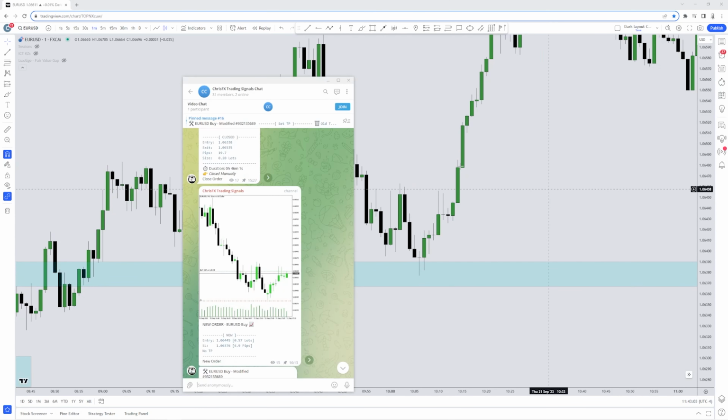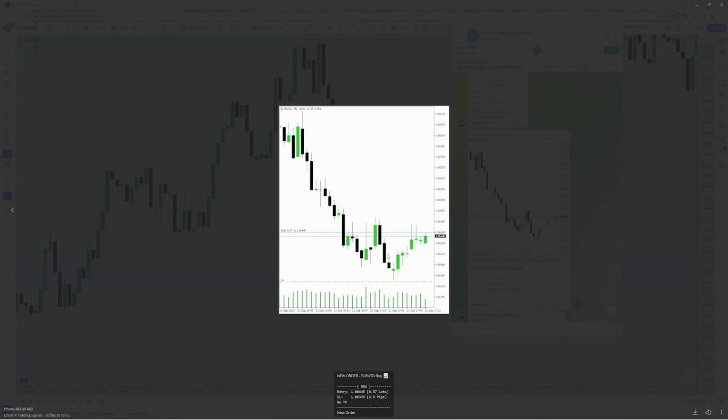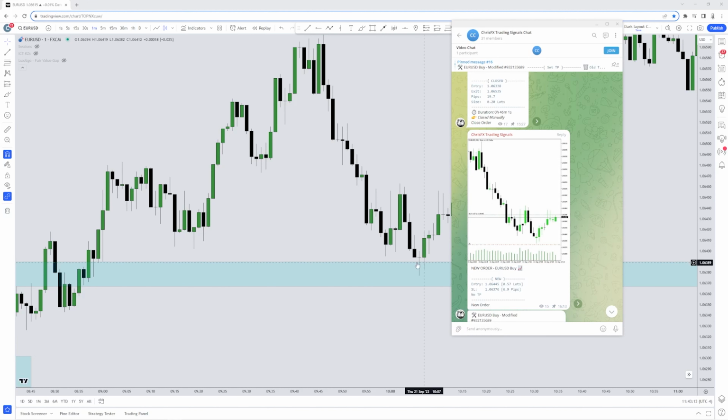let's compare this area with this one to see if I'm trolling you or if this is real life. This is real life. I also called this trade right here.